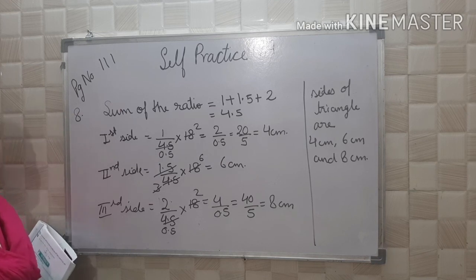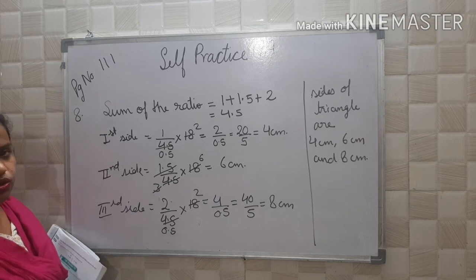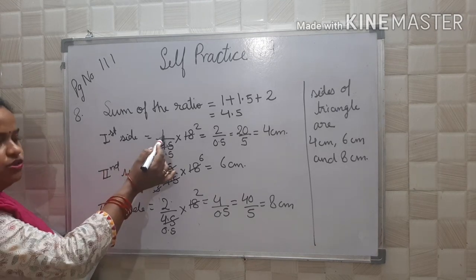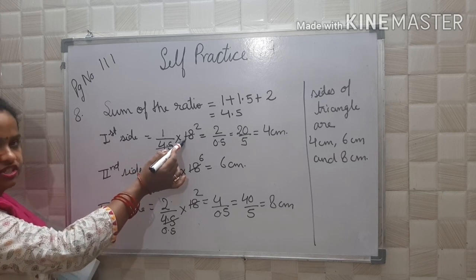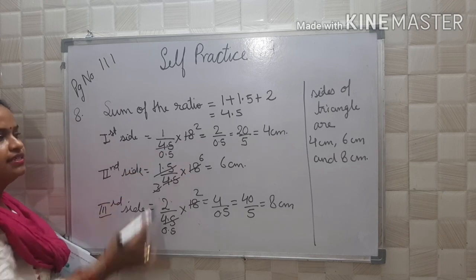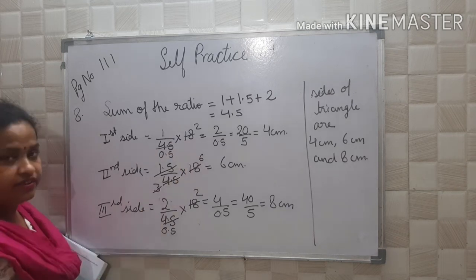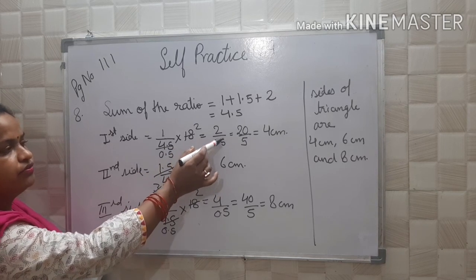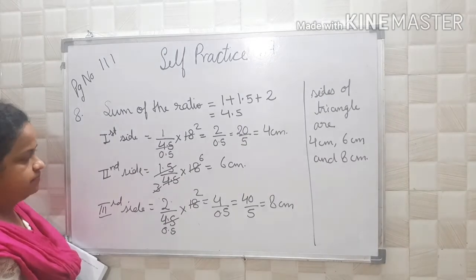See once more. Firstly what you will do? You will find the sum of the ratio. So how much you are getting? 4.5. For finding the first side, first ratio upon sum of the ratio and total number means perimeter. When you will cancel these two, so you will get 9 2s 18, 9.5. So with this 0.5 you have to remove decimal. So when you will remove decimal, it will become 20 by 5. This is equal to 4 centimeter.